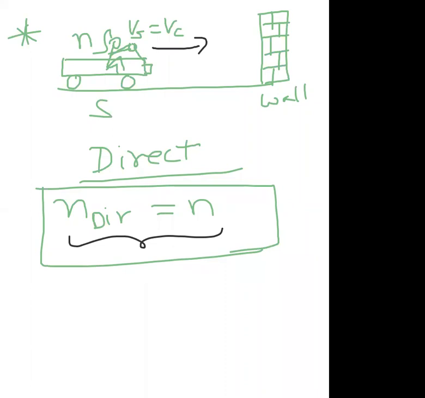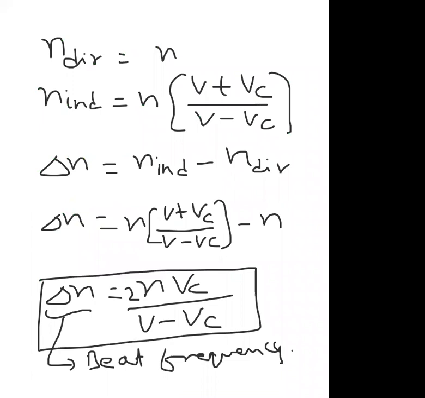How is it different, and what are the final conclusions we made in this situation? Let us check it once. Direct is n, indirect is n into v plus vc by v minus vc. So finally, you have to remember all these concepts. They are very important from an objective point of view and the NEET examination point of view. These are all the concepts which I told you I would explain today.